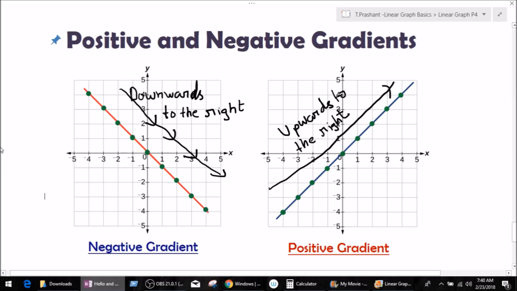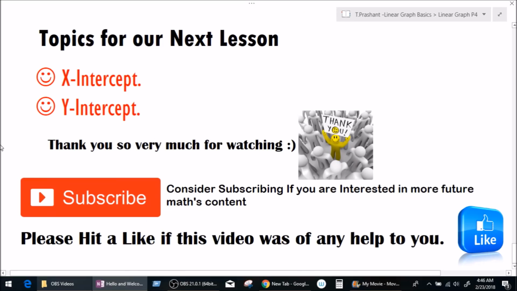So we are about to finish this lesson, and let's recap it really quick. What did we learn in this lesson? We learned what a gradient is by doing a complete breakdown of the term gradient, and also understanding the core of the gradient and where the actual meaning of the gradient comes from. Before I finish my video, let me tell you the topic for our next lesson. In our next lesson, we'll be learning x-intercept and y-intercept.